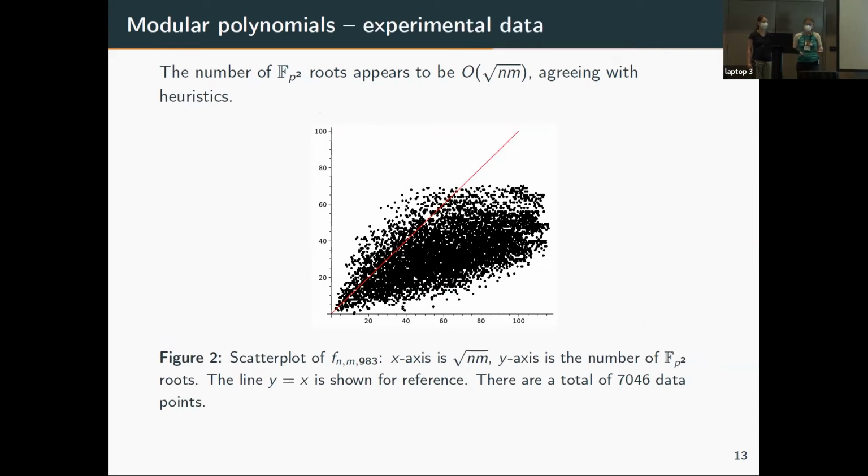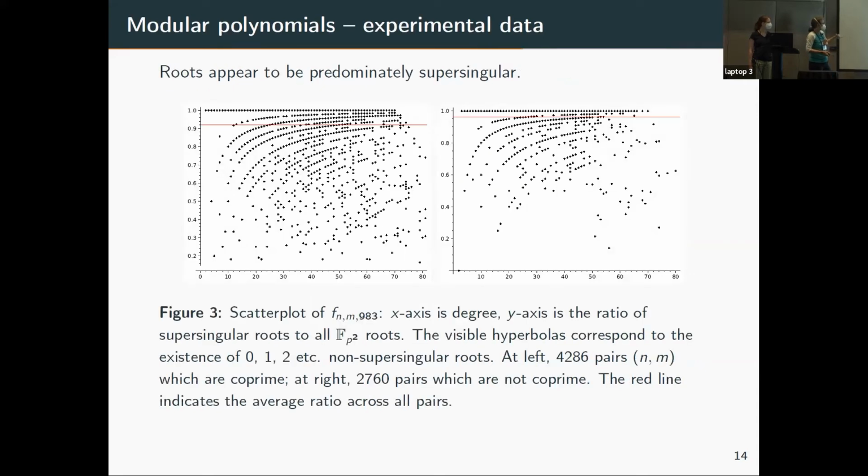All right, oh, I forgot that I had a tiny bit of data here. We had a lot of fun creating some data. This graph has square root of nm on the x-axis, and on the y-axis the number of Fp squared roots. So this demonstrates that the first heuristic about the degree is at least believable. And this is counting the proportion; the y-axis here is the ratio of supersingular roots over all the roots, when the n and m are coprime and not coprime. And the red line is the average, so it's in the 90s. So we really are seeing supersingular roots.